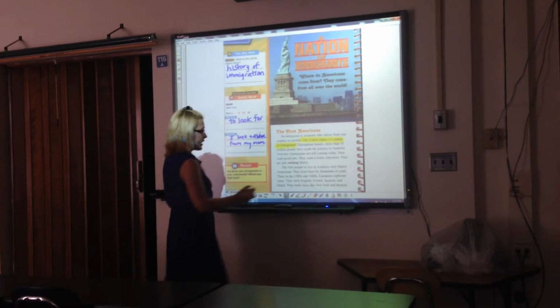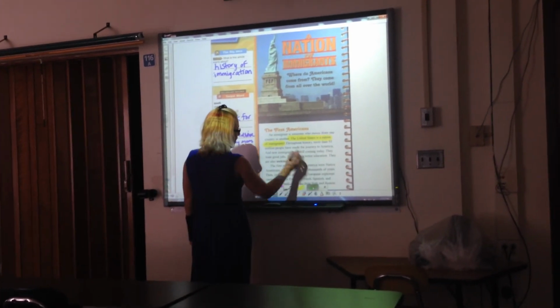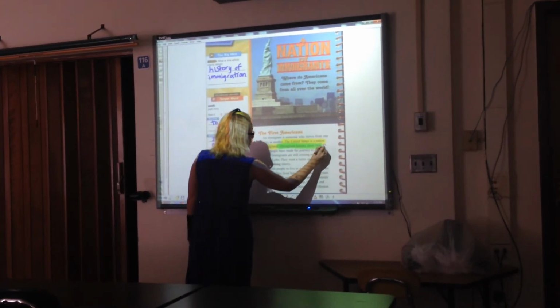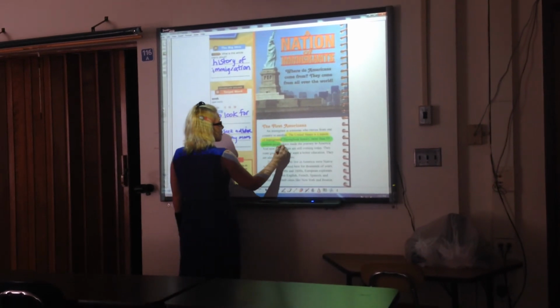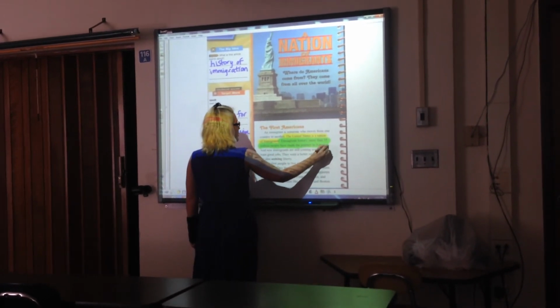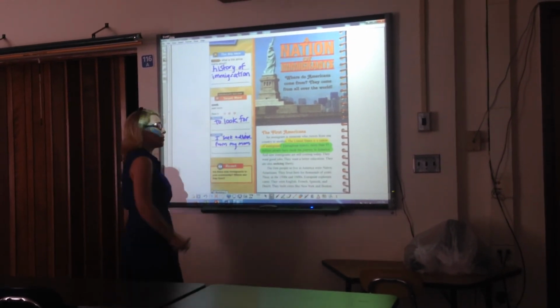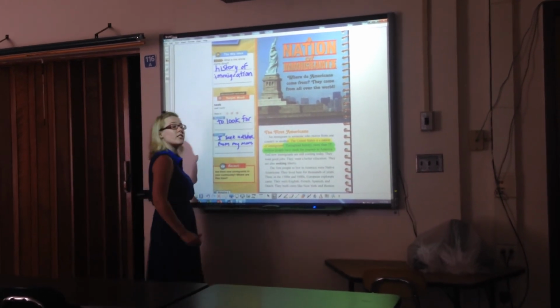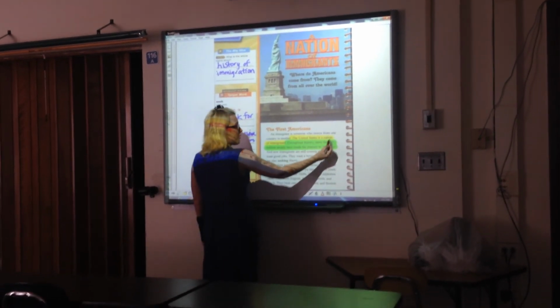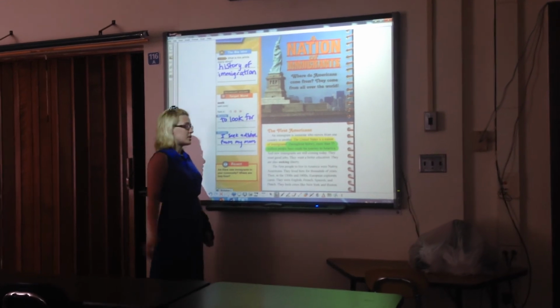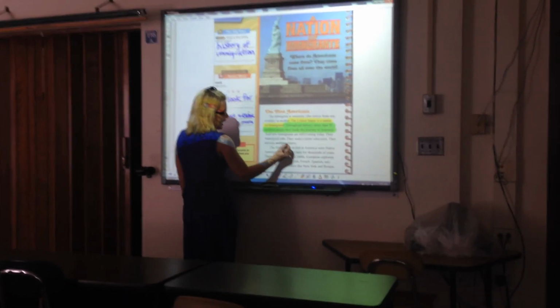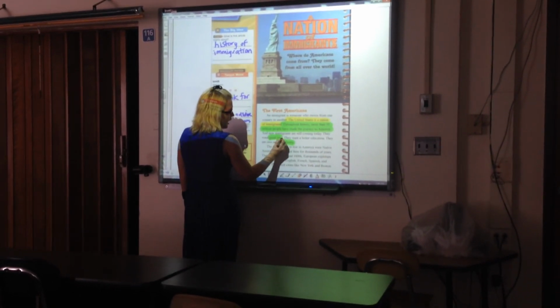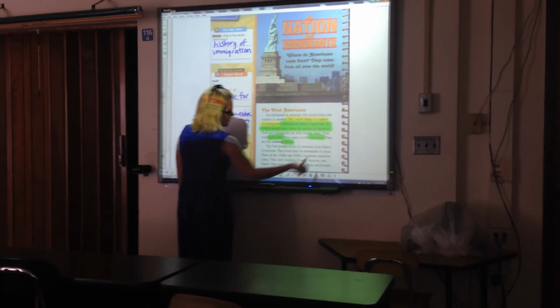And we know the idea that supports this is that throughout history, more than 55 million people have made the journey to America. That detail supports that the United States is a nation of immigrants because of that large number of people that have come to this country seeking liberty, good jobs, and education.